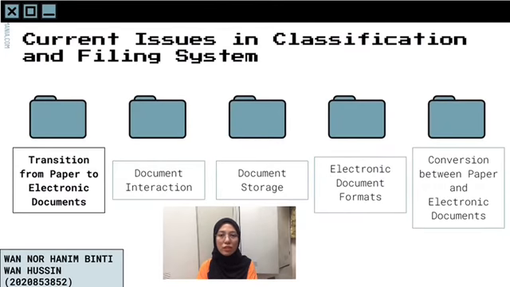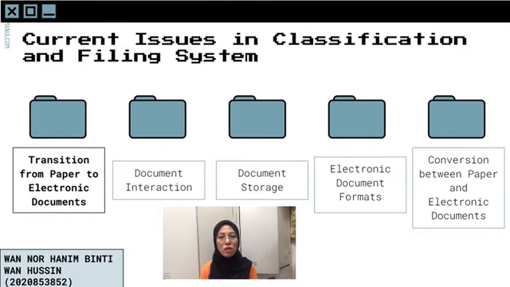Current issues in classification and filing system. Transition from paper to electronic documents. Document interaction. In traditional software, a separate application is used to interact with each document. For example, a separate word processing, spreadsheet, or email application is invoked, depending on the type of the original document. In practical office work, processed documents from several creation sources are handled simultaneously.